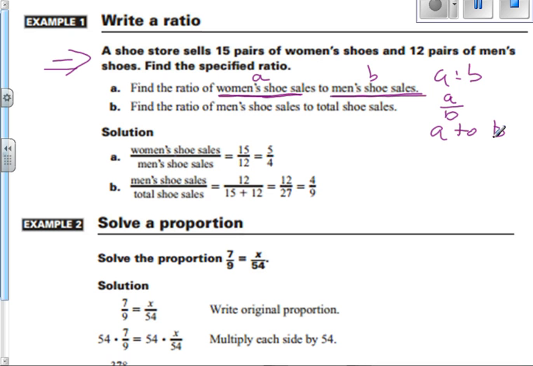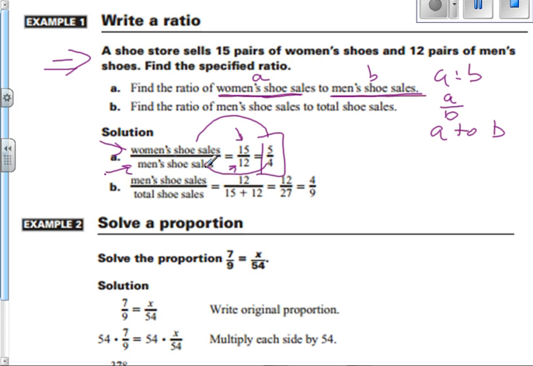So if I look at the solution, I have women's shoes. I told you that was the A, and that's 15. And then you have the men's shoes, which is 12. And then you simplify that if you can simplify it. You reduce it if you can reduce it. So the ratio is 5 to 4. What that is telling you is that for every 5 women's shoes, you have 4 men's shoes. So that's what it's telling you.